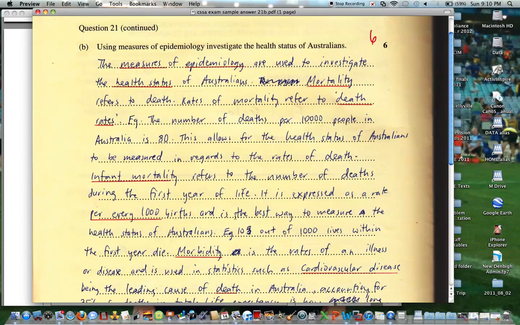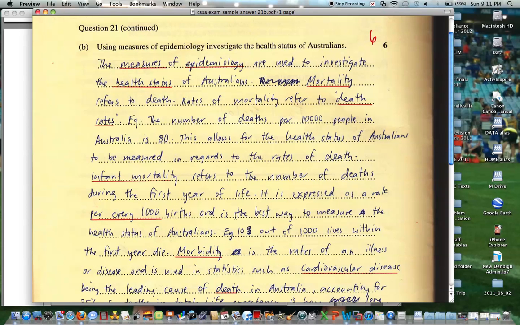When we look at the answers overall, most candidates in this one provided a clear understanding of the measures of epidemiology and were able to include examples. From Mr. Sullivan's point of view and my own, that is pleasing to hear from an external marker, because as we all know, you must have examples in order to achieve higher marks.